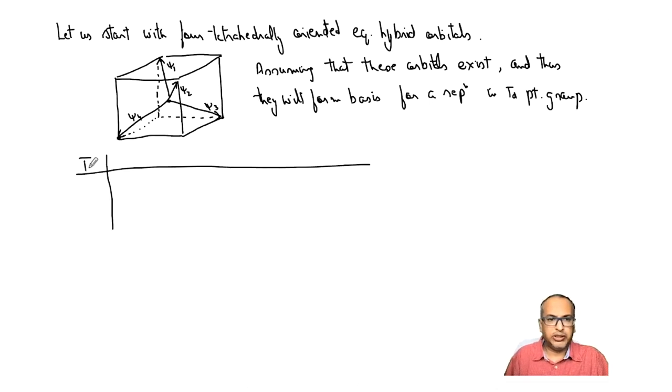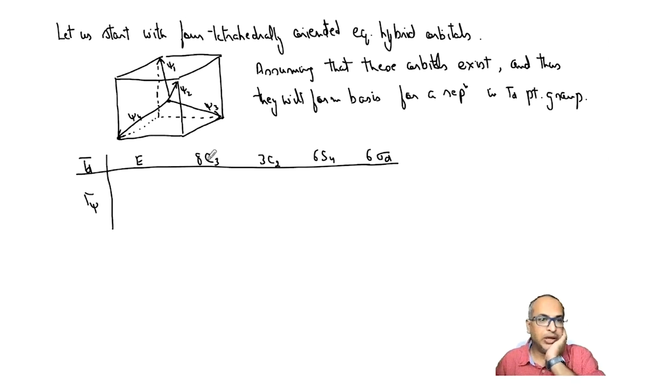under TD point group. So this is my TD point group, and I'm going to write the operations classified into different classes, E, 8C3, 3C2, and I have 6S4 and 6 sigma d's, right? Now tau for psi1, psi2, psi3, psi4. Now we will use the same rule where we'll say that upon carrying out a symmetry operation, if none of these change, then they will contribute to trace. If any of this will change, then it will not contribute towards the trace.